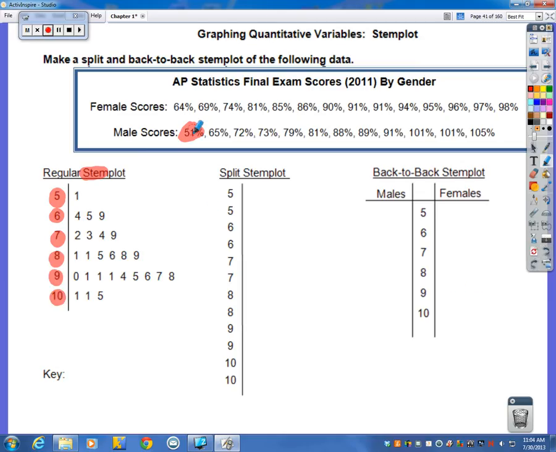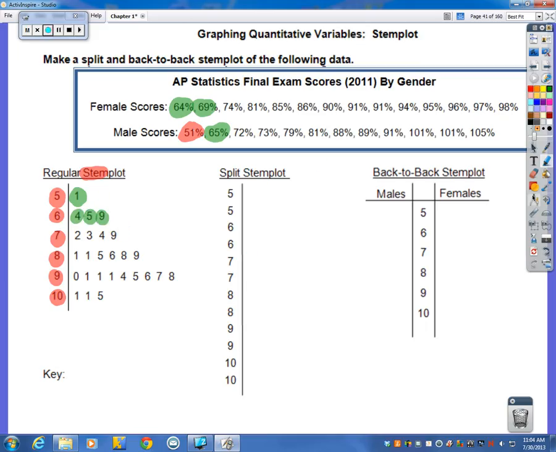So I only had one score in the 50s, and there is my 51. And then I look at my 60s, and I go, all right, well, I had 64, 69, and a 65. And notice I put these numbers in increasing order. Do you have to? No, it just makes it look nicer. Okay, so it's not a requirement. So there's 64, 65, 69.